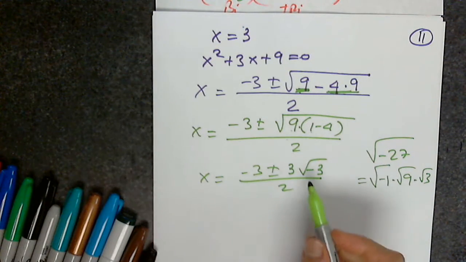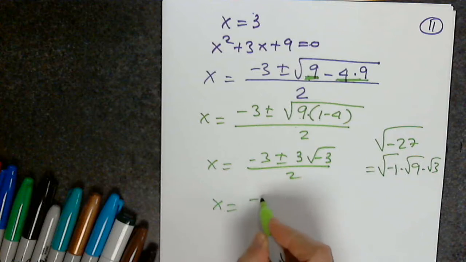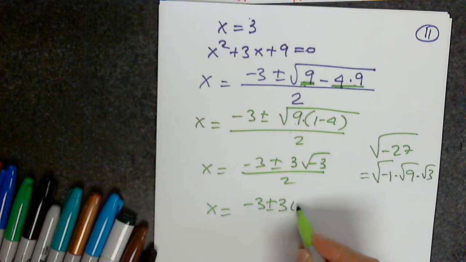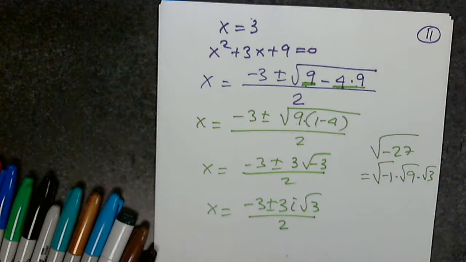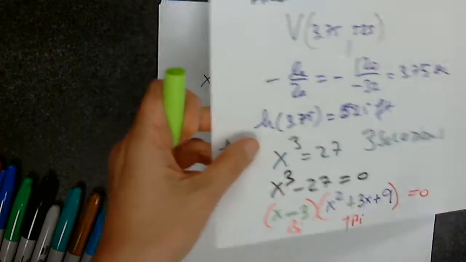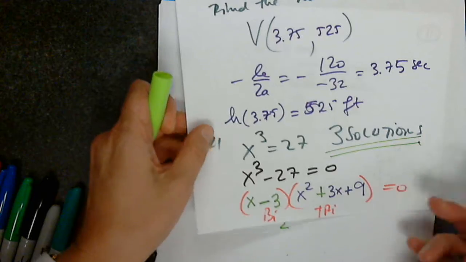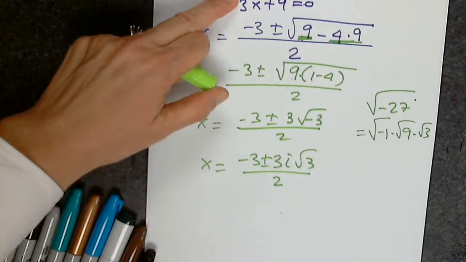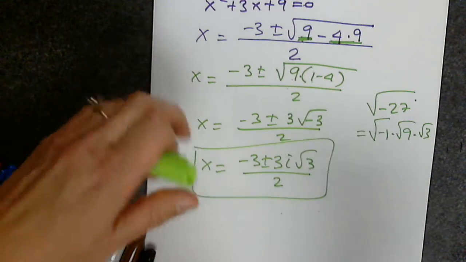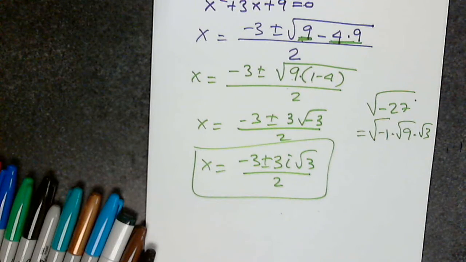So finally, I will have to write the i here. So x equals -3 plus or minus 3i, the square root of 3 divided by 2. And we found 3 solutions as expected from the very beginning. So we had x equals 3, which was the only real solution. And we had these 2 imaginary solutions, -3 plus 3i, the square root of 3, and -3 minus 3i, the square root of 3 over 2.